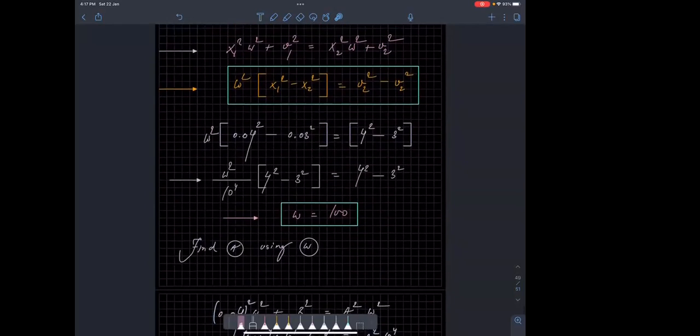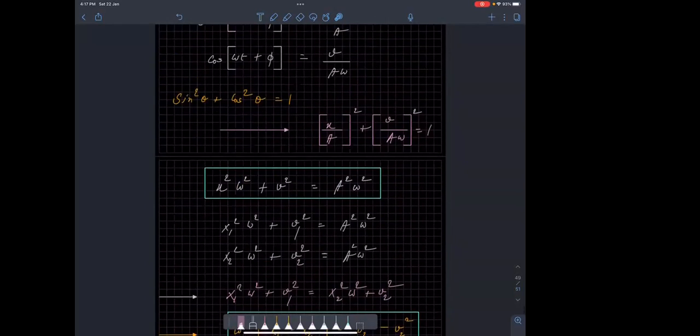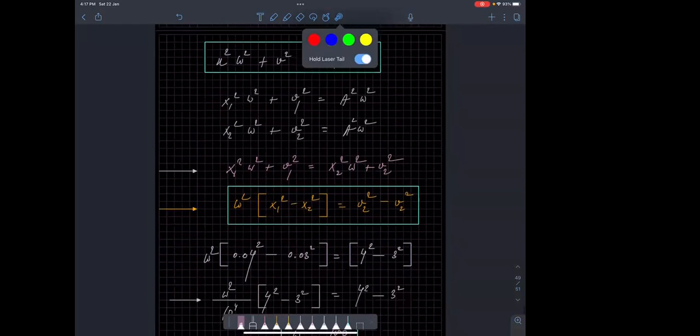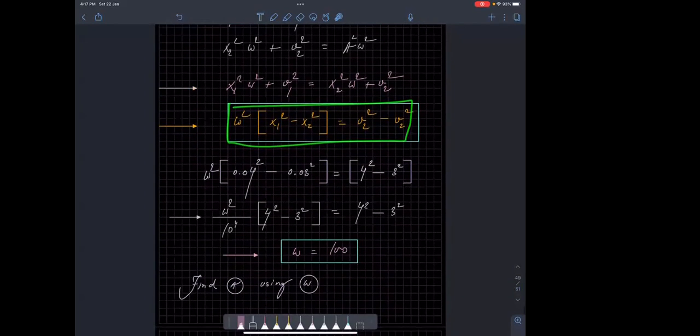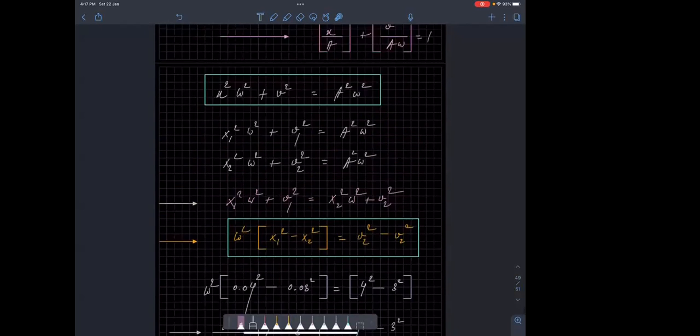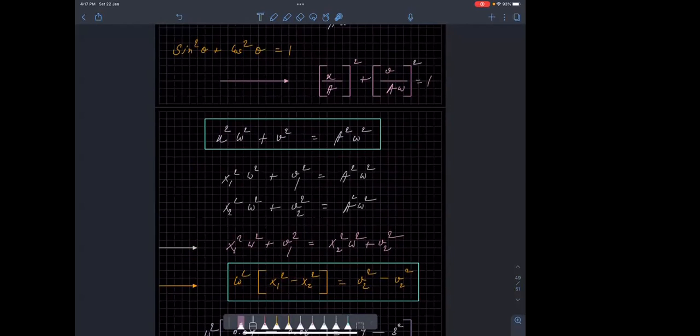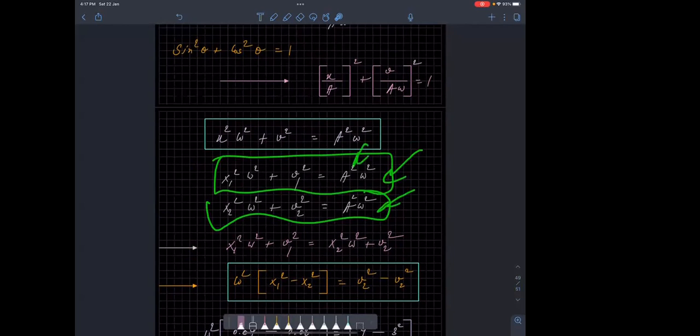So you have to remember this relationship. Which relationship? This one. Otherwise you can do it, but it is better to remember this: omega square into x1 square minus x2 square equals v2 square minus v1 square. From that you will get omega. And after that, you have two equations, one is this, another is this. Either of them you can use and you can find A. Clear?